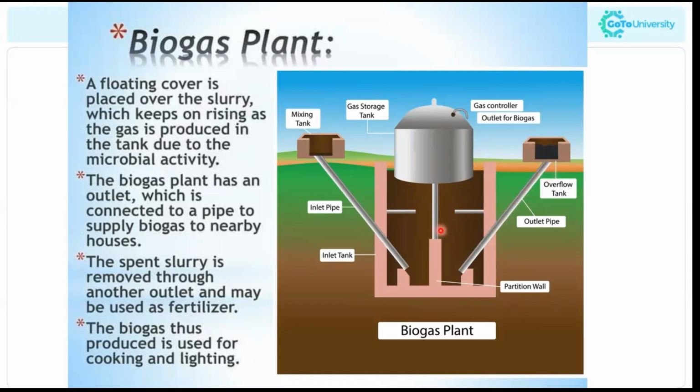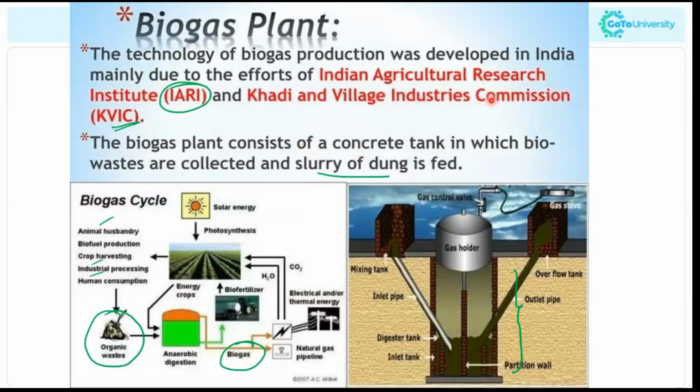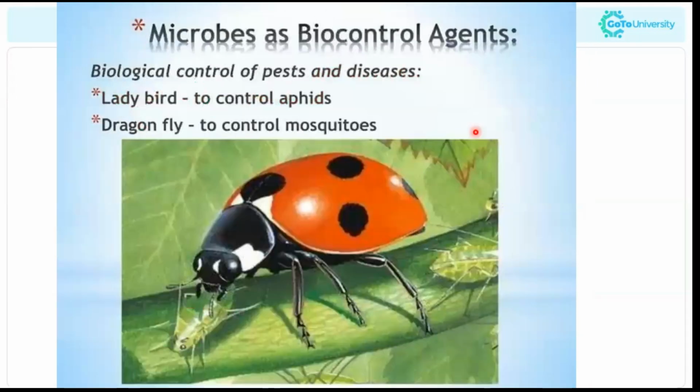Cattle dung is available in large quantities in rural areas where cattle are used for a variety of purposes. So these biogas plants are more often built in rural areas, and the biogas produced is used for cooking and lighting. Here you have the diagram of the biogas plant, and this technology was developed in India, as we mentioned, by the efforts of Indian Agricultural Research Institute, IARI, and Khadi and Village Industries Commission, KVIC. You have to keep it in mind because you can expect questions regarding this.